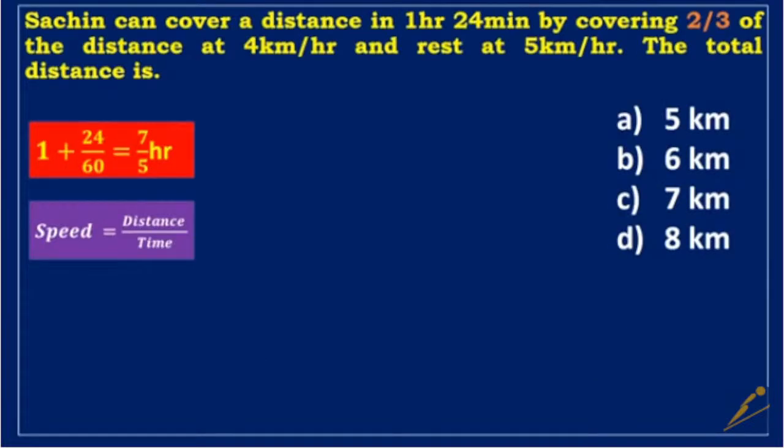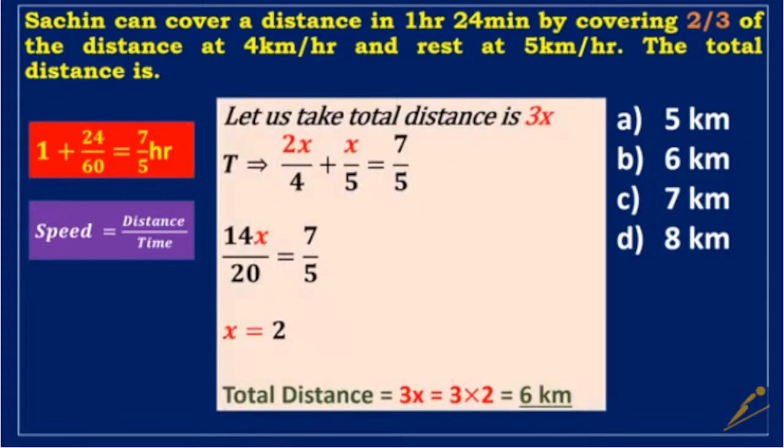Example 1. Sachin can cover a distance in 1 hour 24 minutes by covering 2/3 of the distance at 4 km per hour and the rest at 5 km per hour. The total distance is, let 3x be the total distance that Sachin needs to cover. Then, he covers 2x the distance at 4 km per hour and 1x the distance at 5 km per hour. The time taken to cover the distance is 1 hour 24 minutes or 7 by 5 hours.